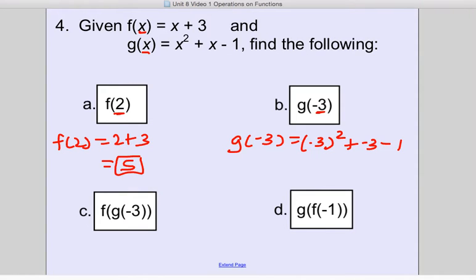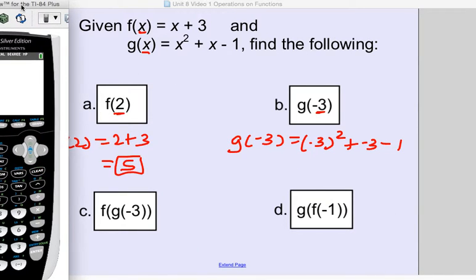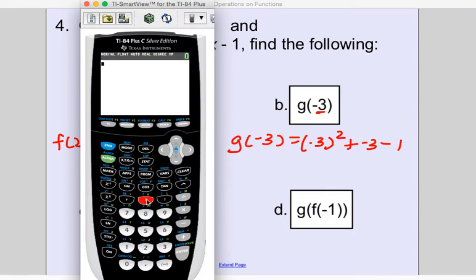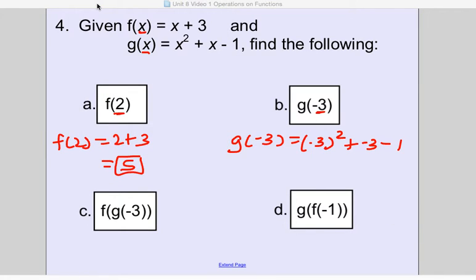Okay, some of us need to be reminded when we type things into our calculator. I would do parentheses negative 3, end parentheses, square it, then minus 3 minus 1. That squared, especially when it's a negative, needs to be in parentheses. So that would give us 5. Okay, so g of negative 3 is equal to 5. Just remember this when we type into our calculator.